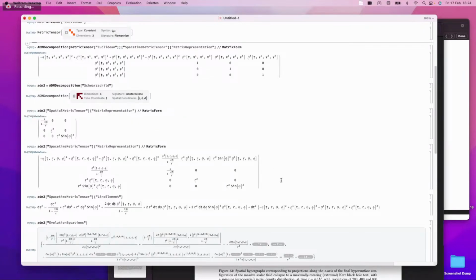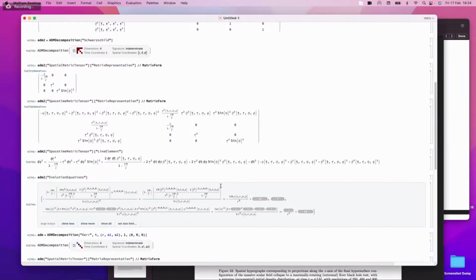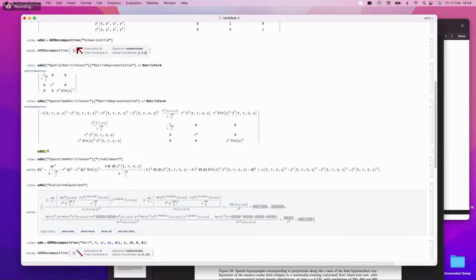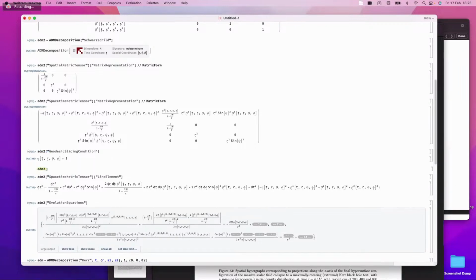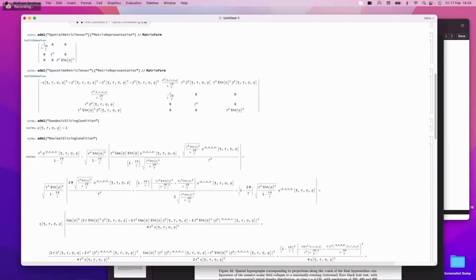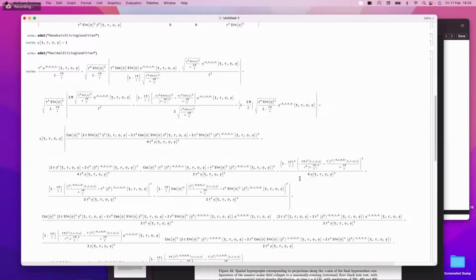So okay, in this case here, we've not specified any gauge conditions, right? So alpha, beta are completely undetermined. But ADM decomposition, for instance, has a bunch of gauge conditions built in. So in the simplest case, we could say geodesic slicing condition, and that would just be alpha is identically 1. But we could also say, I've actually forgotten which coordinate conditions I've introduced now, but I think we could do maximal slicing condition.